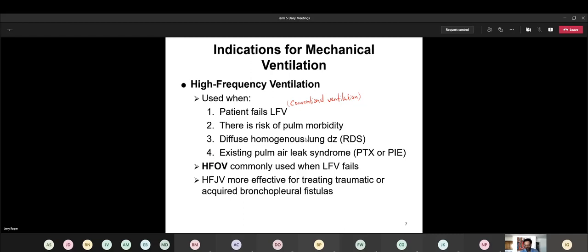And then another reason why you may want to right out of the gate consider using a high frequency oscillator or high frequency ventilation is if you already know in advance that there's going to possibly be some barotrauma issues if you use a regular ventilator. Then you're going to use high frequency because, as we'll see, the volumes that are being delivered with these types of machines are so tiny.